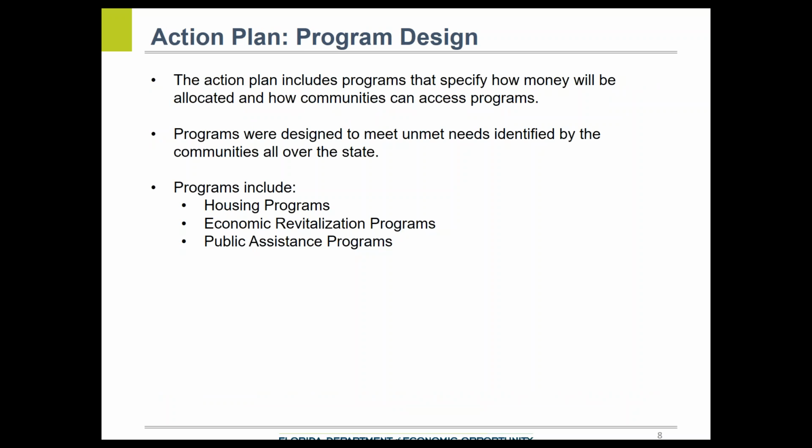So let's go into our action plan program design. We're going to cover all the programs within the action plan. The programs are broken up into our main categories of housing, economic revitalization, and public assistance. In the action plan, DEO references infrastructure with the next appropriation of funding.